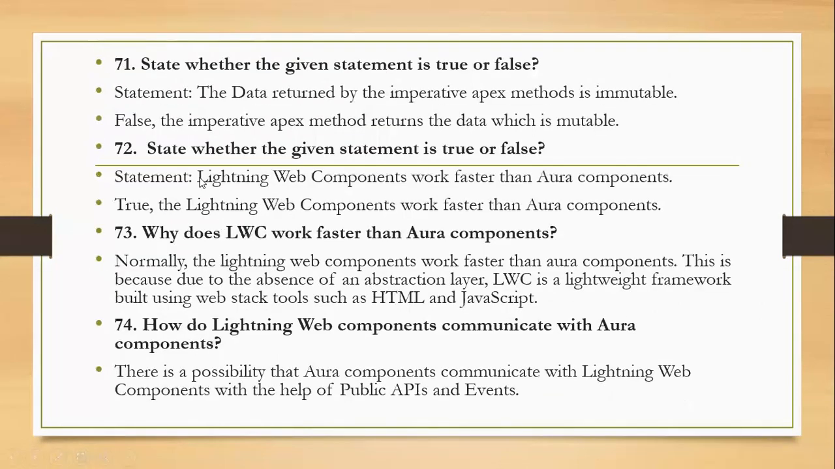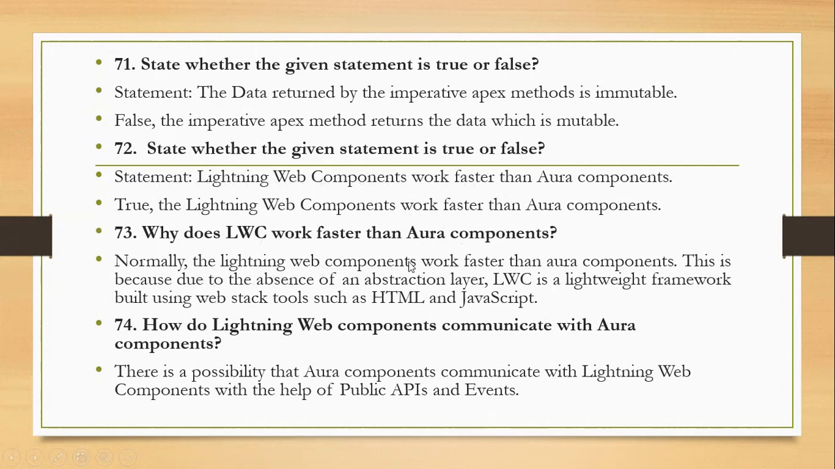Next question: state whether the given statement is true or false. The data returned by the imperative Apex method is immutable. False, the data returned by an imperative Apex method is mutable. Next question: state whether the given statement is true or false. Lightning web components work faster than Aura components. True, Lightning web components work faster than Aura components.